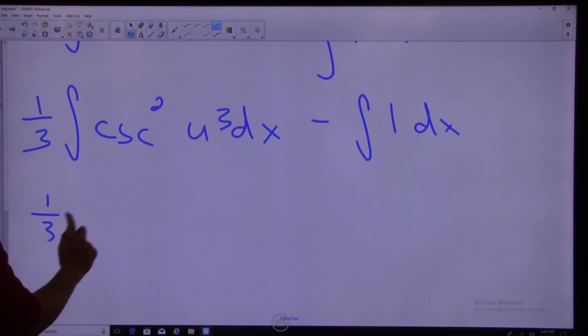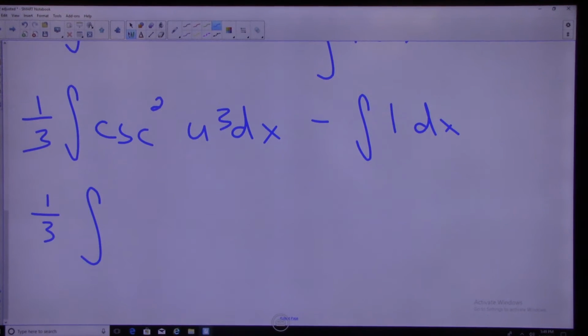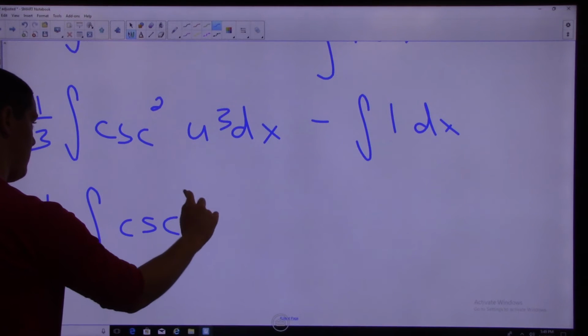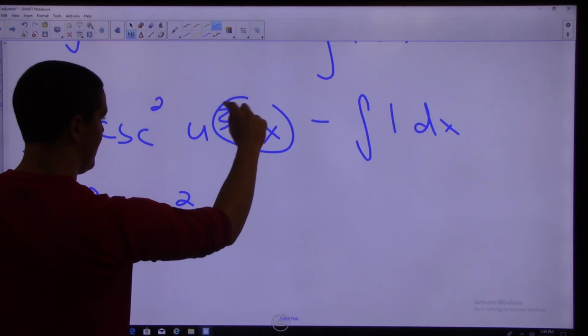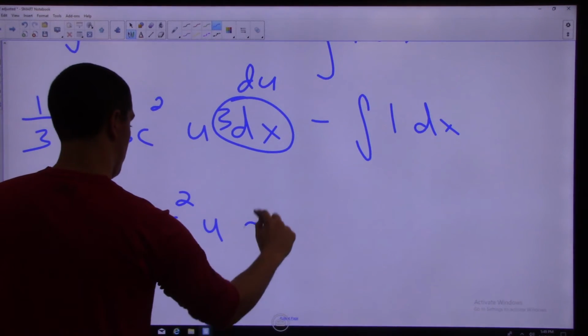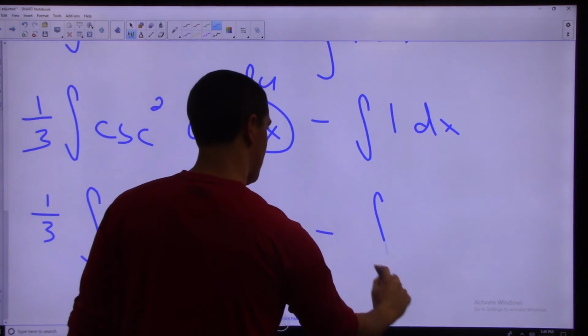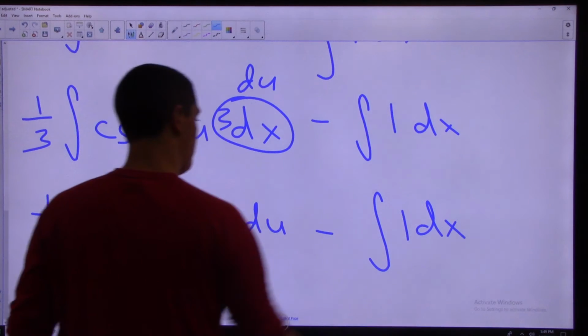I'm getting a little ahead of myself again. I'm sorry guys, this is not the best explanation. Cosecant squared of u, and then this 3 dx, that is the same thing as du. So I can replace that with du, and then minus the integral of 1 dx.